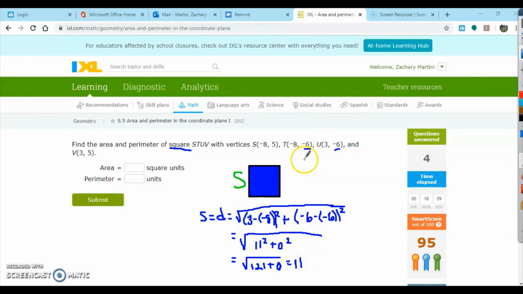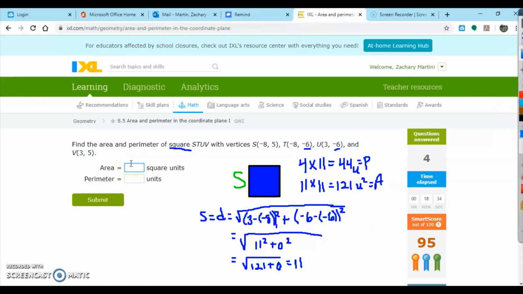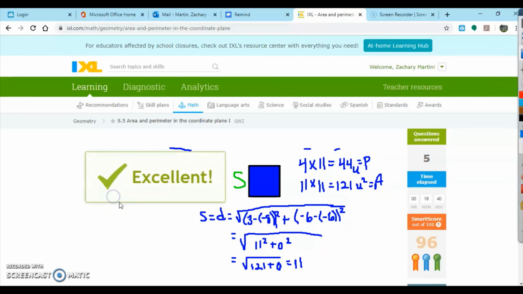So S is 11. So if I want the perimeter, that's going to be 4 times 11. That's 44 equals perimeter. And that's units, by the way. And then area is just going to be 11 times 11. That's 121 units squared. That's area. All right. Apologize for that error a second ago. I think I was looking at the -8, but it should have been -6. So what's the area? 121. What's the perimeter? 44. Submit.